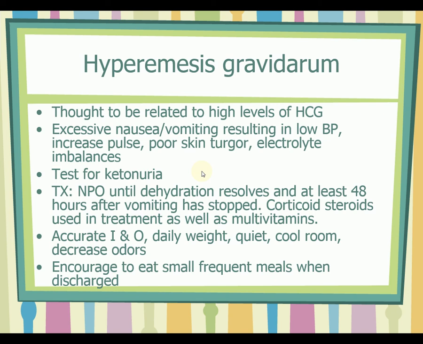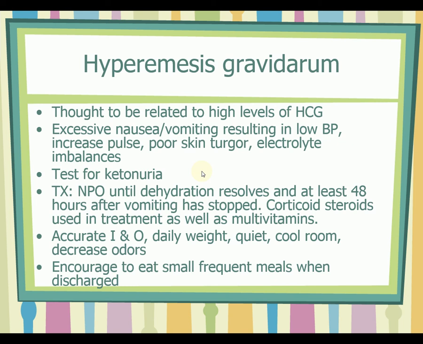She needs to have a daily weight to see when she stops losing weight, hopefully. Provide her a quiet, cool room so she doesn't get nauseated, and decrease those odors. And tell family members not to be bringing food in, even if she's hungry, if she's on that NPO status.